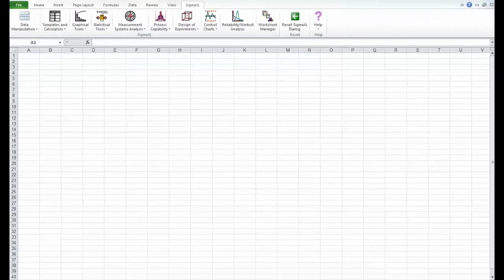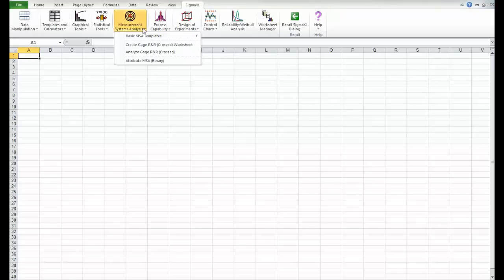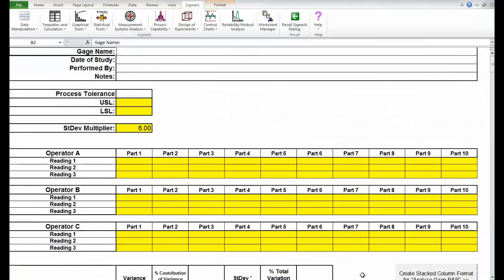Once you have selected and organized the items you want your team to measure, actually conducting the experiment goes pretty quickly. You go into Sigma Excel, Measurement System Analysis, Basic MSA Templates, and select Gauge R&R Study. Up will come a template that you can fill out.